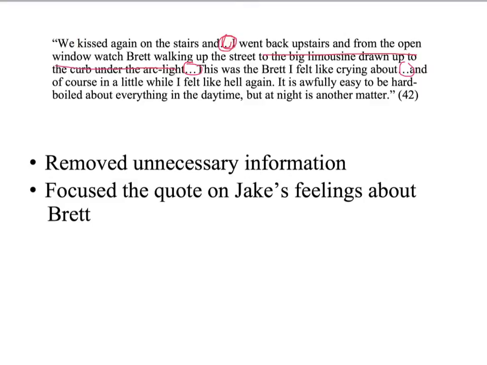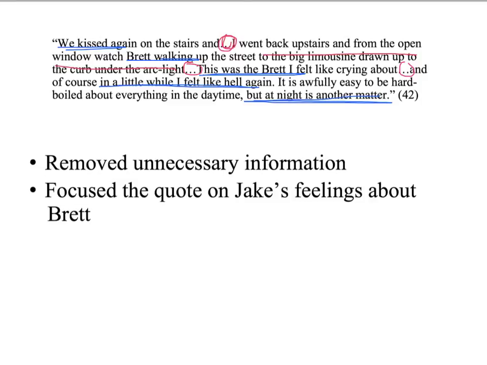And what I've done is, with my ellipses, I've managed to focus it on their action. So them kissing, and then Brett leaving, and how this is the part about Brett that he doesn't like, is this kissing and walking away. And then we get some of his deeper problems and about how he doesn't like the nighttime and he feels like hell all the time and we don't quite yet know what that means. But my blue underlines here are showing I've removed the unnecessary information and I focused the quote on their interaction.